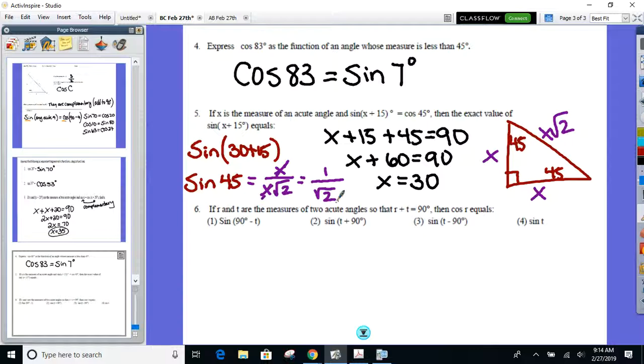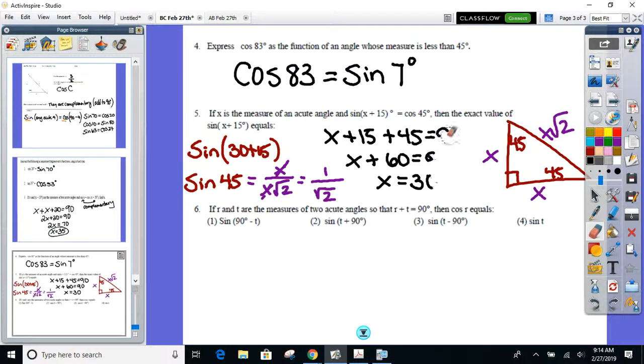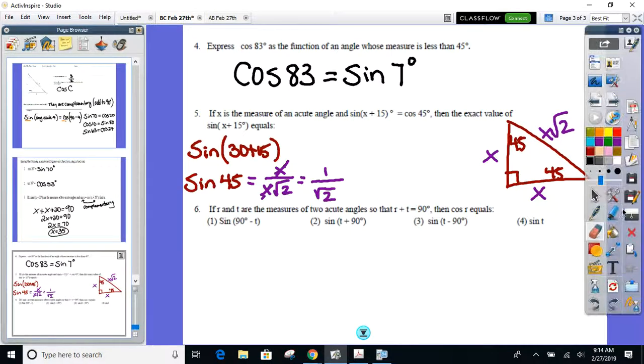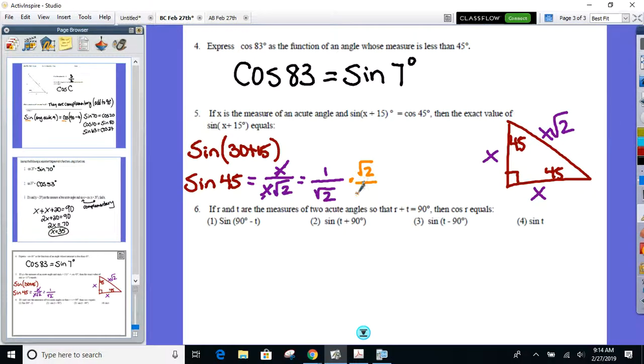I know this is a long one, but what's the problem with that one? Can't have a radical in the denominator. How do you want to get rid of it? Multiply top and bottom by radical 2. You end up with radical 2 over 2. Yep. Upper level problem right there.